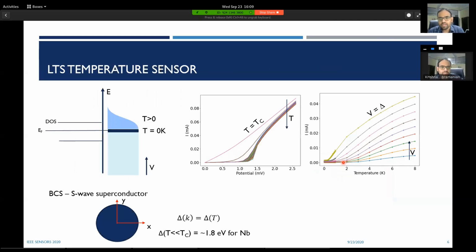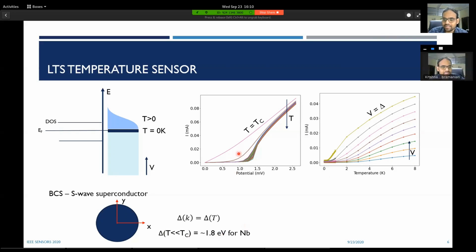So here we are plotting the tunneling current versus the potential and the temperature for a superconductor which is called an LTS superconductor, or low temperature superconductor, or an S wave superconductor, where the order parameter is symmetric for all incident angles. So we will show in the next slide what we mean by this, in the sense that for any k of the electron which wants to tunnel from the normal metal to the superconductor side, we have a constant delta parameter, which is approximately equal to 1.8 milli electron volts. There's a mistake, it is milli electron volts for niobium.